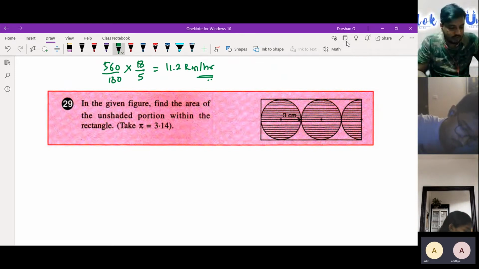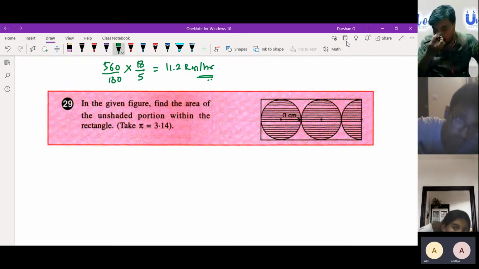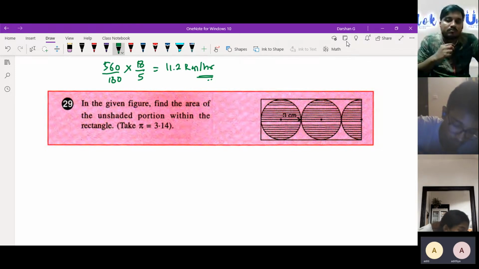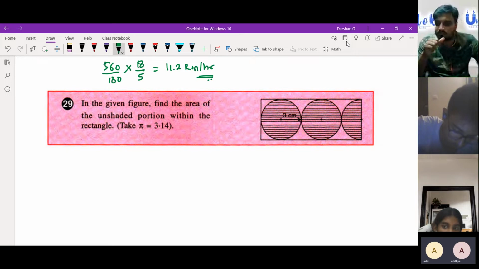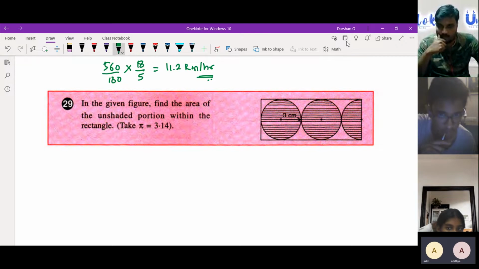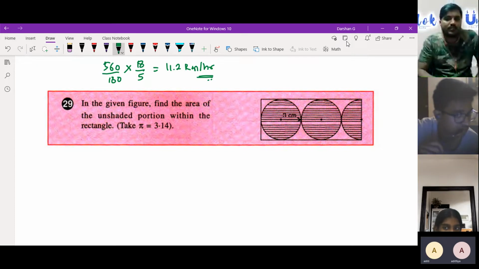Aditi, can you explain how to do this question? Basically, you find the diameter of both the circles and the radius of the semicircle. Then you can find the length and breadth of the rectangle. Then you just need to find the area of all the circles, the two circles and the semicircle. Then the area of the rectangle minus that. Correct, that's right.